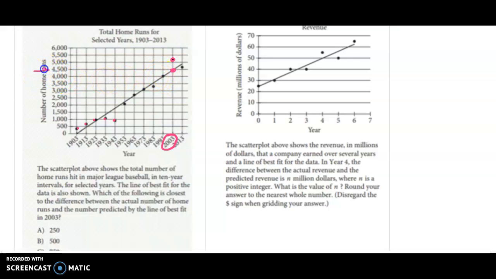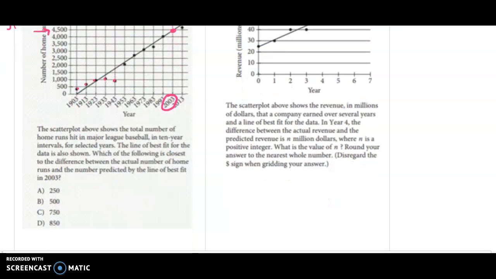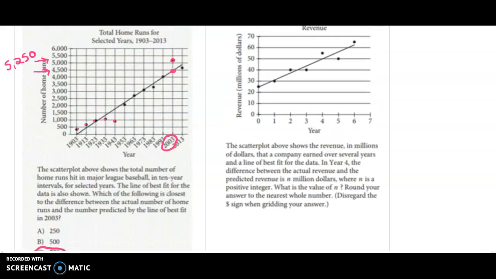It looks like my line of best fit, my predicted value, is at 4,500. My actual value is somewhere between 5,500 and 5,000. Let's go with 5,250. And so the difference between those two values looks like it's about 750. So I'm going to look for an answer choice that looks similar to that, which is option C.